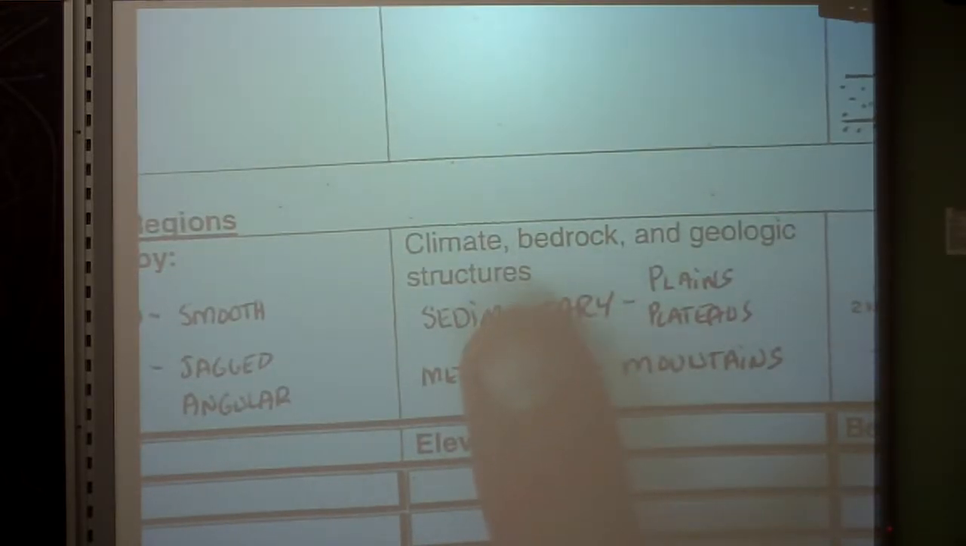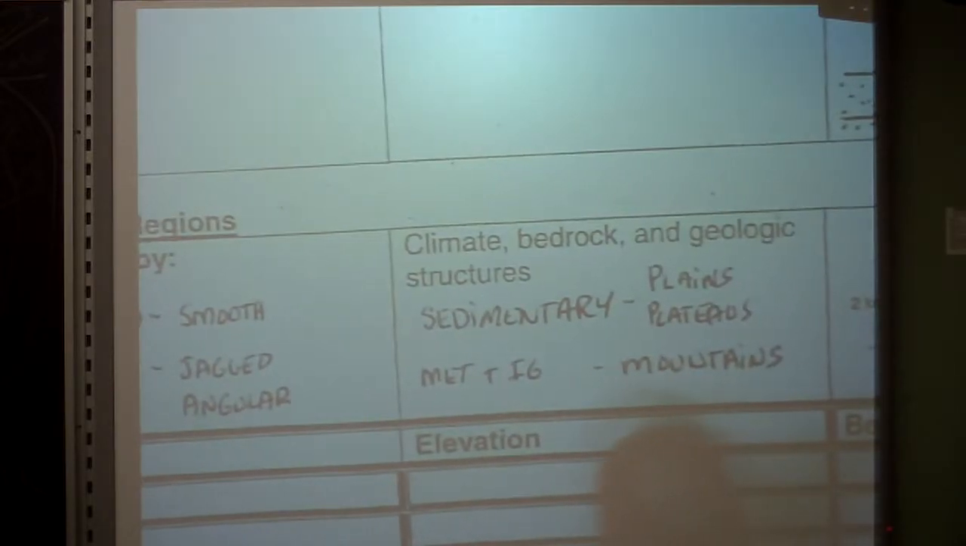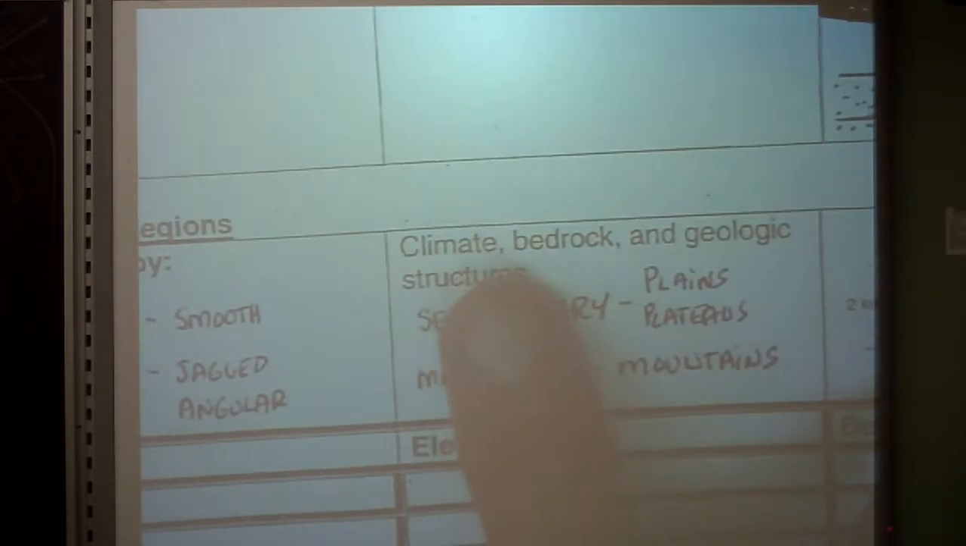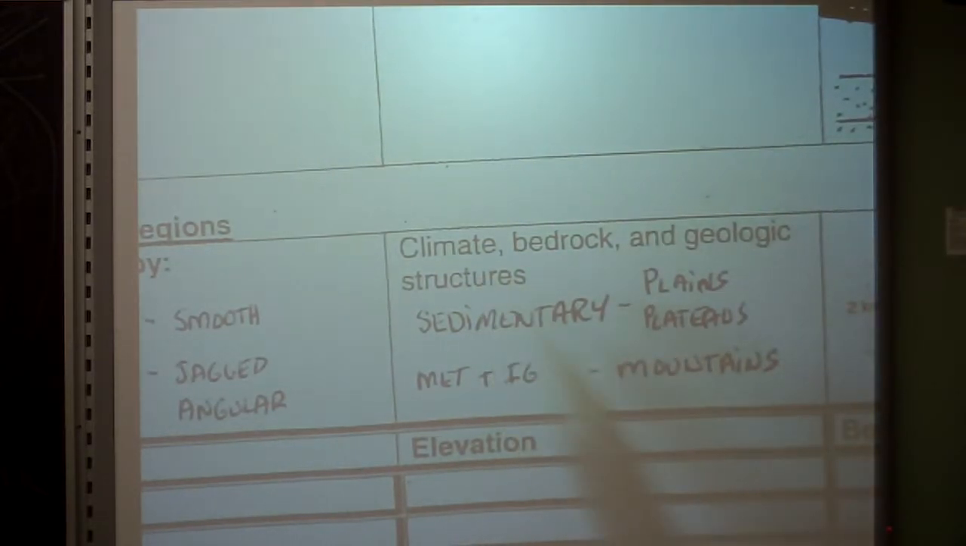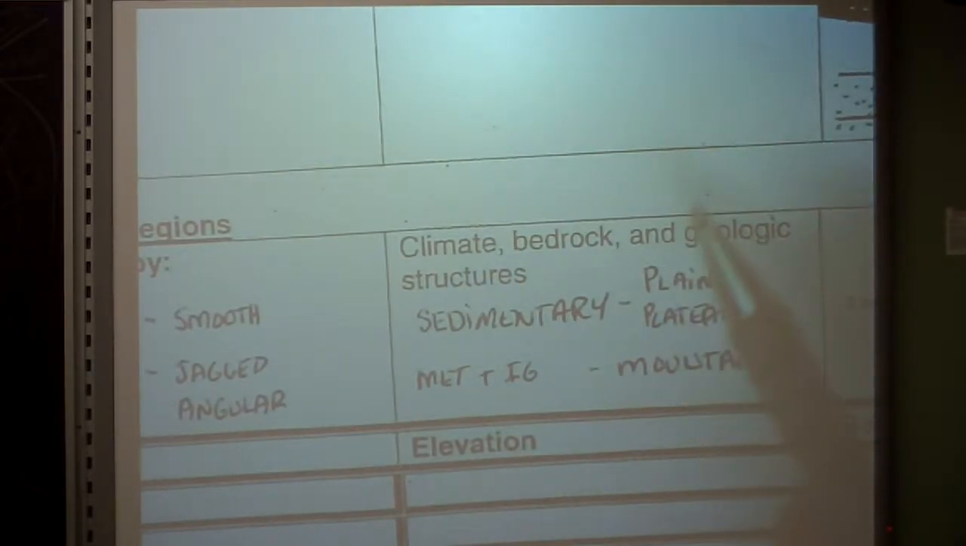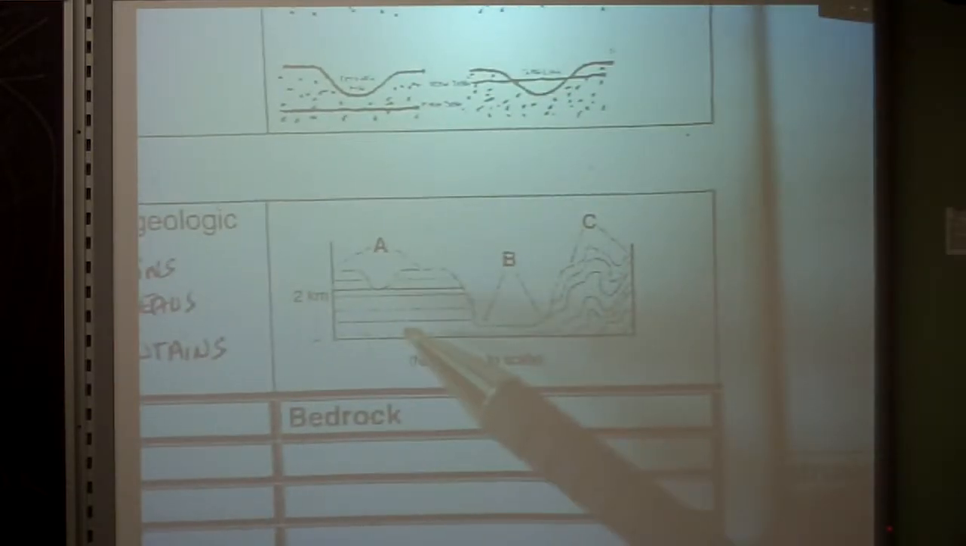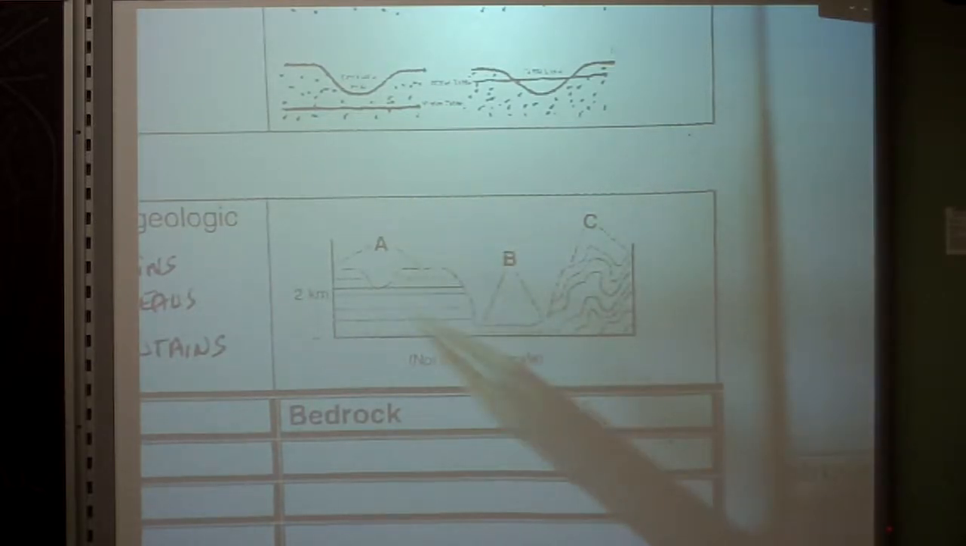And then we have the geological structures. Sometimes you might have folding. Folding would be mountain ranges. Or you might have faulting. That's mountain ranges. So those are geological structures. All right? And so here we can see a diagram which gives us three different things.